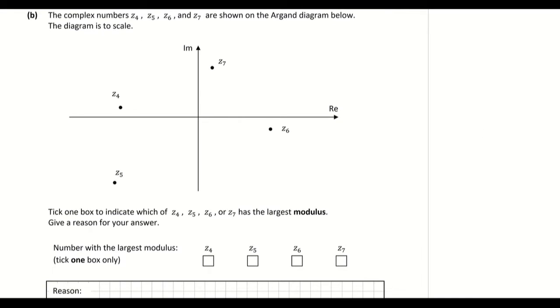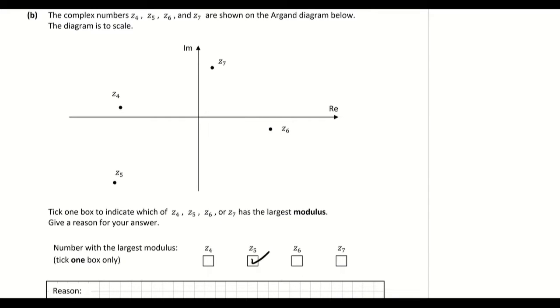Question 2b. The complex numbers Z4, Z5, Z6 and Z7 are shown on the Argand diagram below. The diagram is not to scale. So in other words, don't measure off it. Tick one of the boxes to indicate which of Z4, Z5, Z6, Z7 has the largest modulus. Tick one only. So I'm going to tick Z5 here.